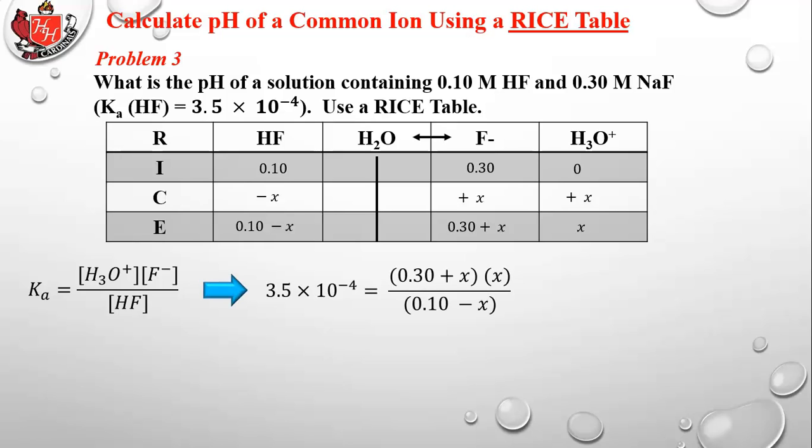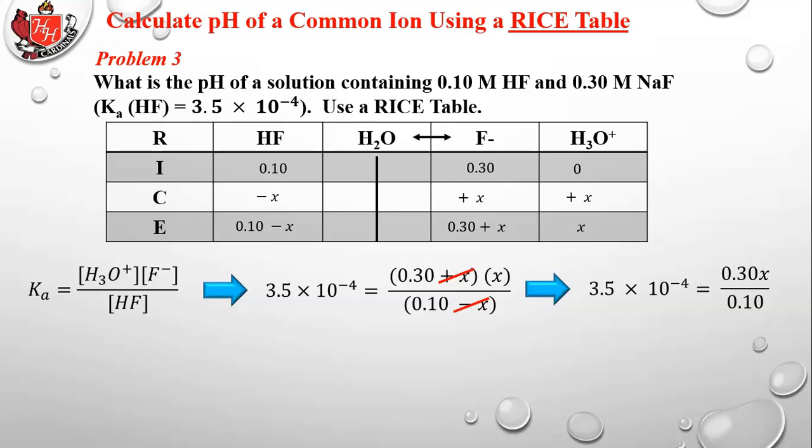So now we're going to plug in the algebra expressions there. On the top you have 0.3 plus X, and then times X. Coefficients are all 1, so you don't have to put any exponents in the law of mass action. And then the hydrofluoric acid goes down in the denominator. It's 0.1 minus X. And as we can always do, those plus and minus X's we can eliminate using the simplifying assumption. We assume they're much smaller than 0.1 or 0.3. So now what we'll have is Ka equals 0.3X over 0.1.